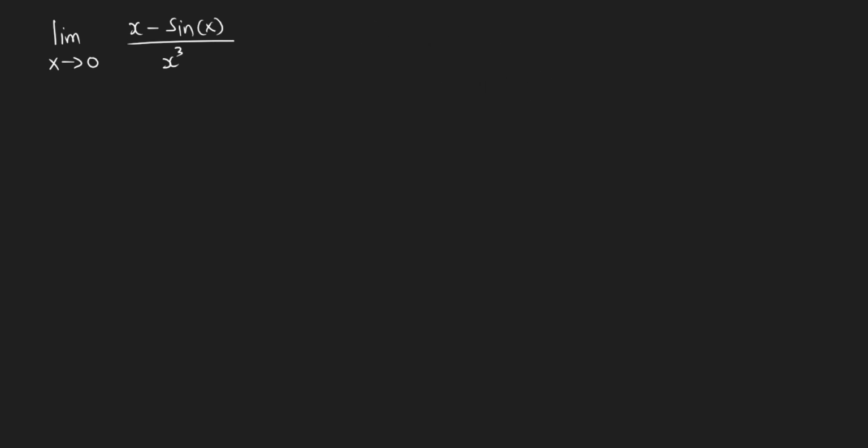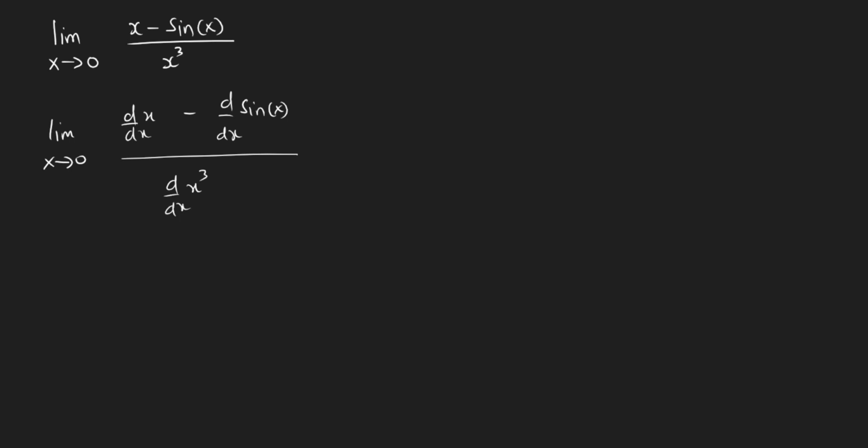So what I'll do is that I will apply L'Hopital's rule. So let's look at how we're going to do it. In applying L'Hopital's rule, all you have to do is to differentiate the terms in this function here. So we're going to have the limit as x approaches 0 of the derivative of x with respect to x minus the derivative of sine x with respect to x, all divided by the derivative of x cubed with respect to x.